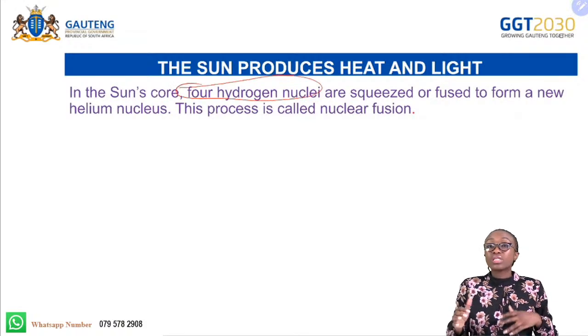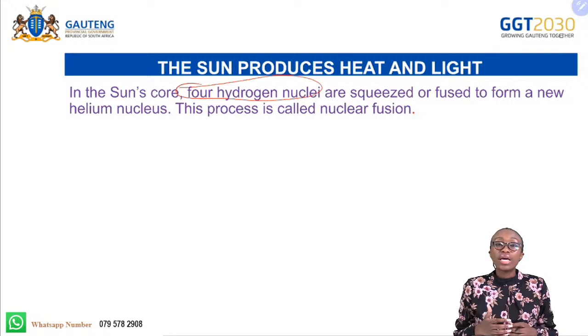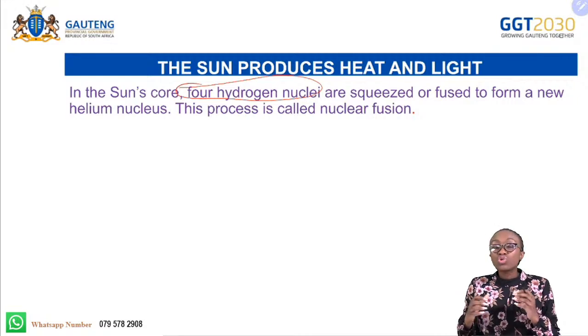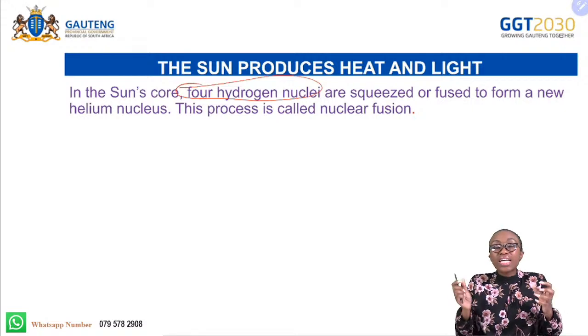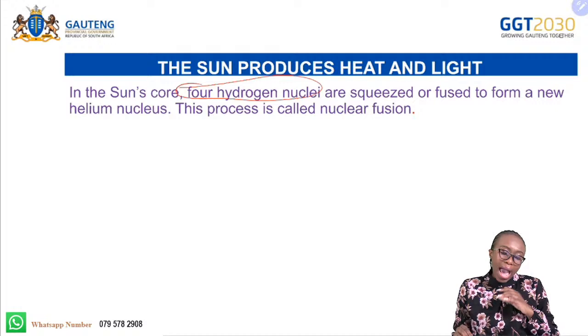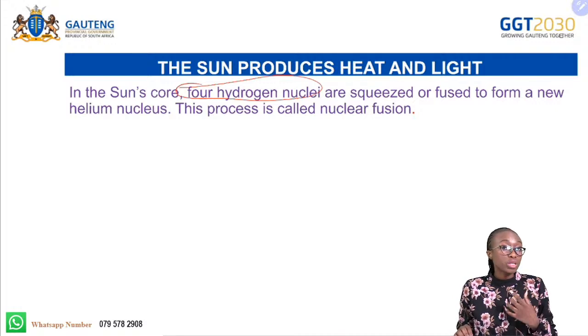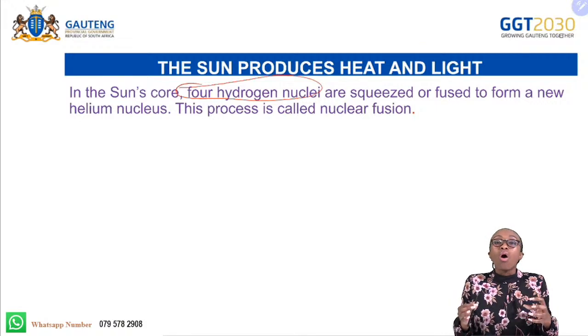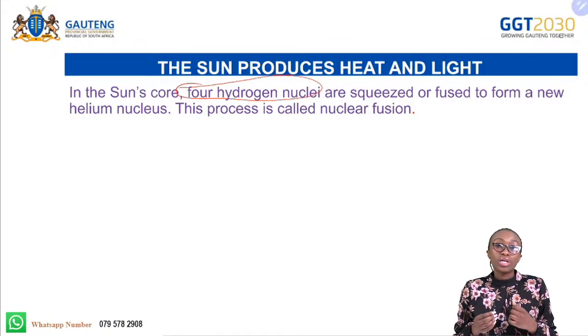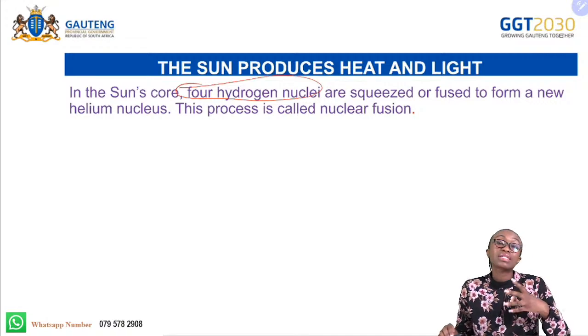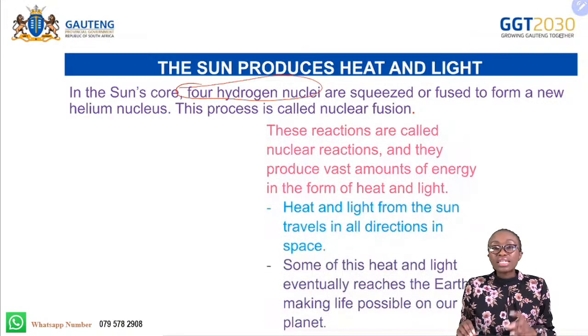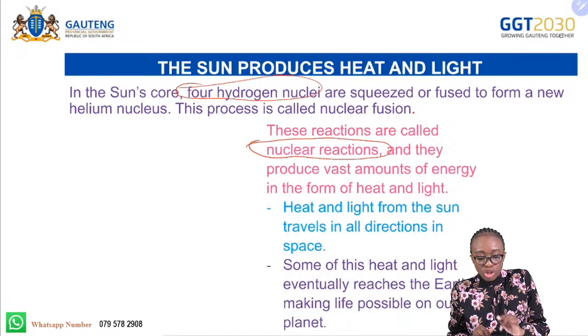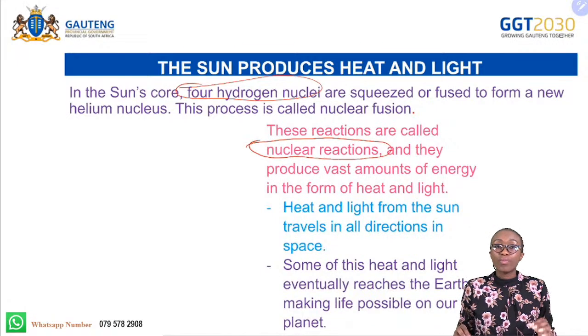Remember when we were learning about atoms in term 2, one of the elements we learned about was hydrogen. The nuclei of hydrogen, four of them, are squeezed or fused to form a new helium nucleus. Remember, we also learned about the element helium in term 2. This process of squeezing hydrogen nuclei to produce a new helium nucleus is called nuclear fission. These reactions are given the name nuclear reactions.